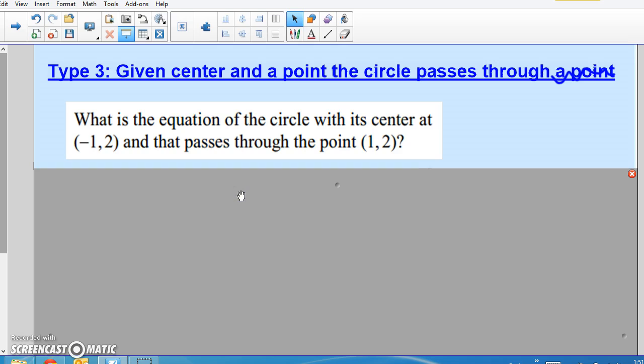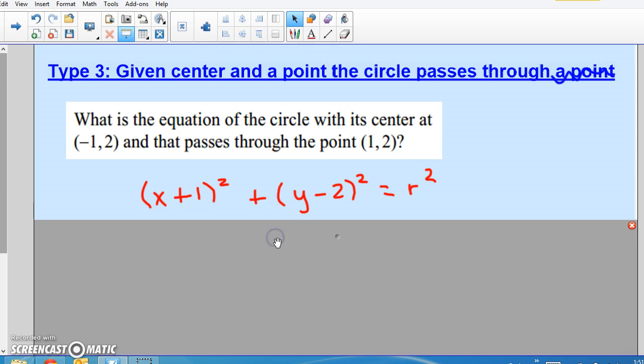(1, 2)? So hopefully we can agree from the first couple types that it would start out looking like this: (x + 1)² + (y - 2)². The only thing we have left to do is figure out what the radius is. We always need the center and the radius in order to put it in this form.